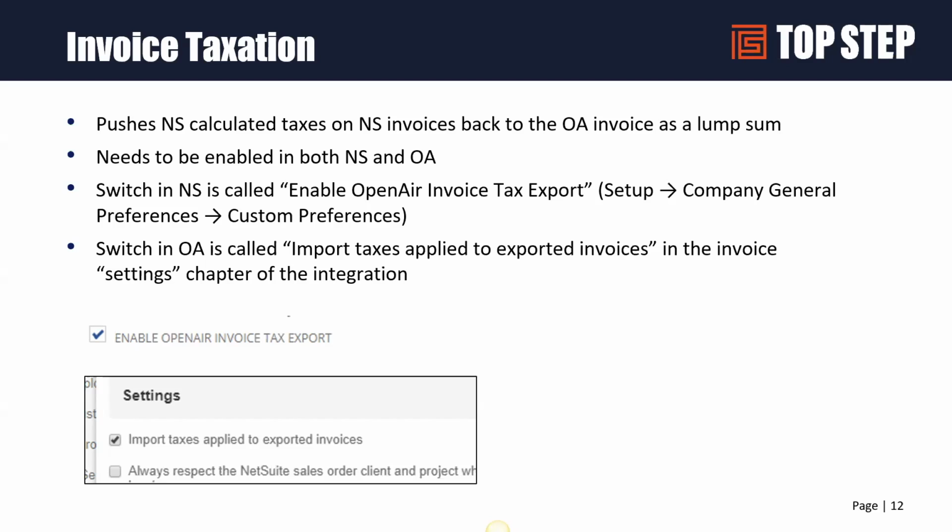There are a few settings that have to be set. It's a pretty simple process to set this up. You have to make sure in NetSuite you have this set up as part of the general settings, and then in OpenAir, under the settings, there's also the import taxes applied. Once you do this, it's go-forward only. It will not go back and set taxes on previous invoices if you don't have this enabled today. So just an FYI.